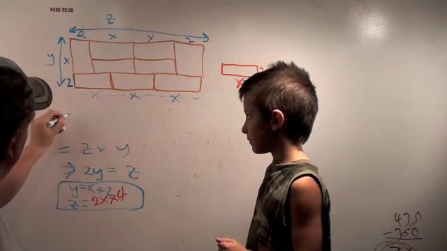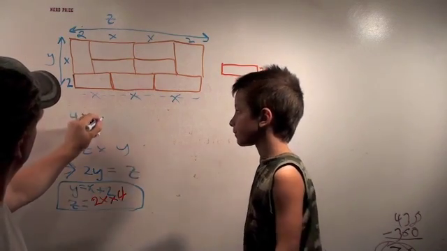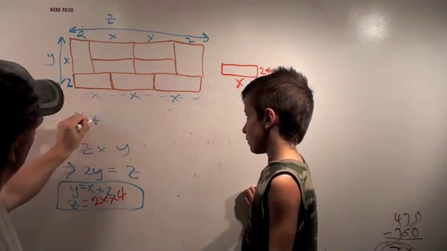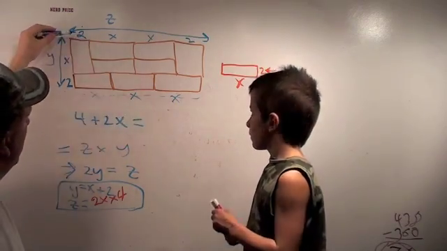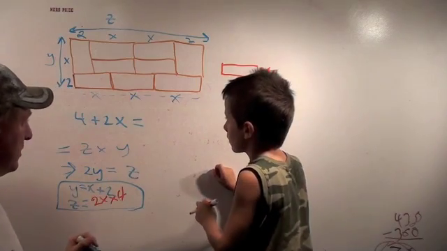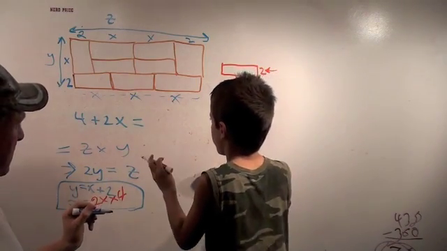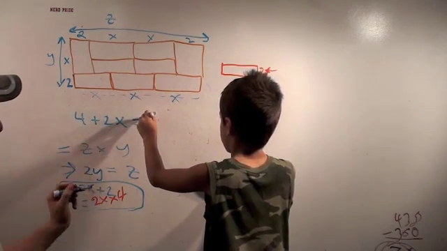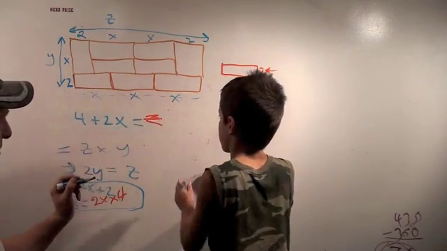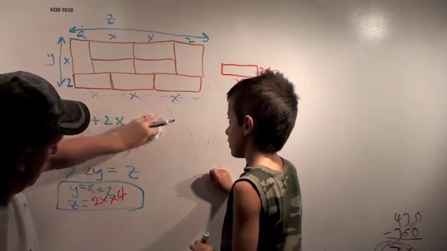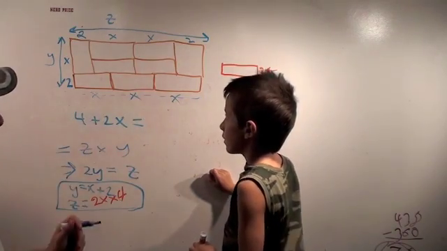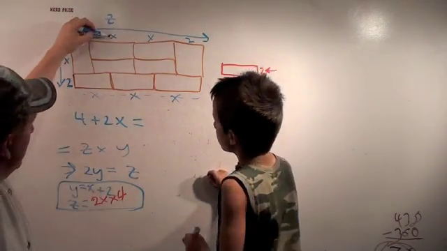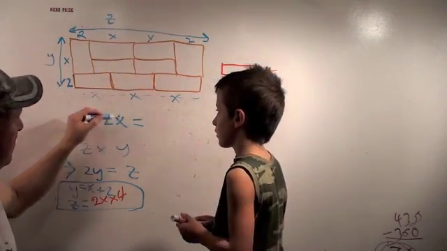Well, hold on a second. 4 plus 2x. That's how long it is on the top. And what does that equal? 4 plus 2x equals z. What else does it equal besides z? What does the 2y... 2 plus x plus 2, which is 4 plus 2x.